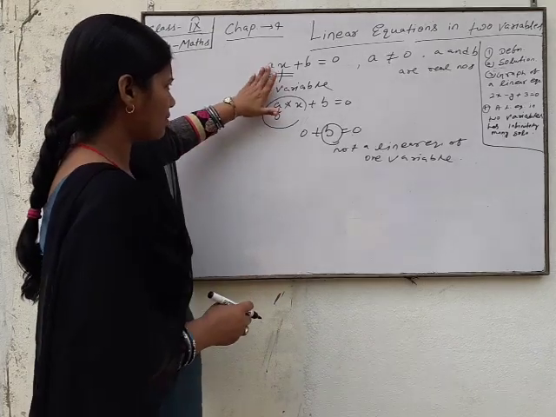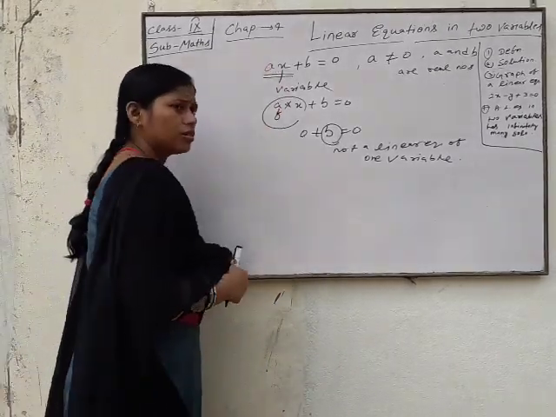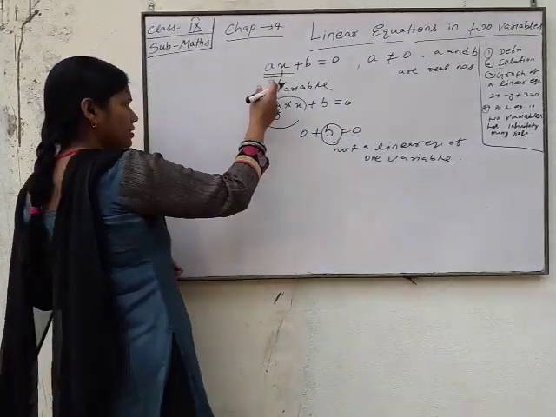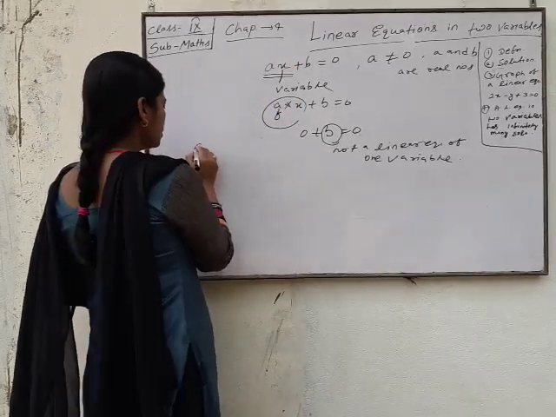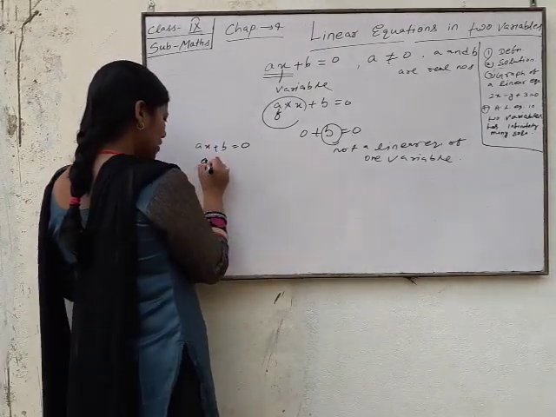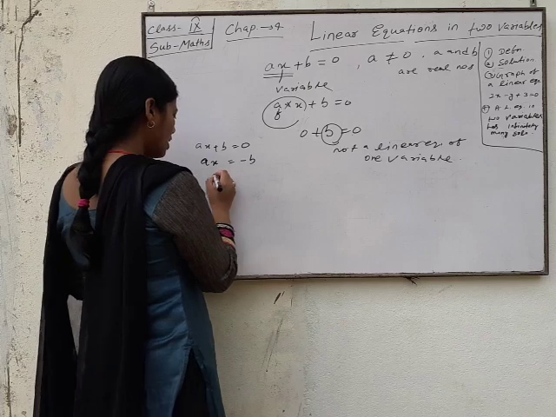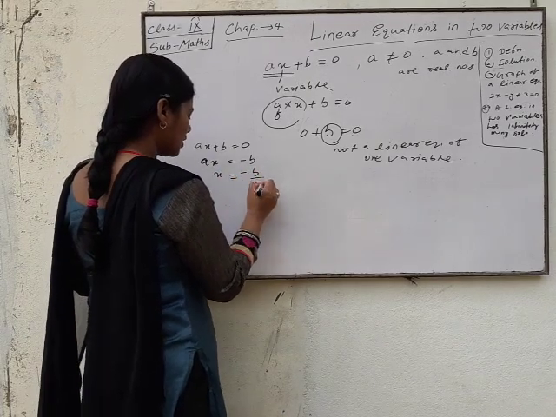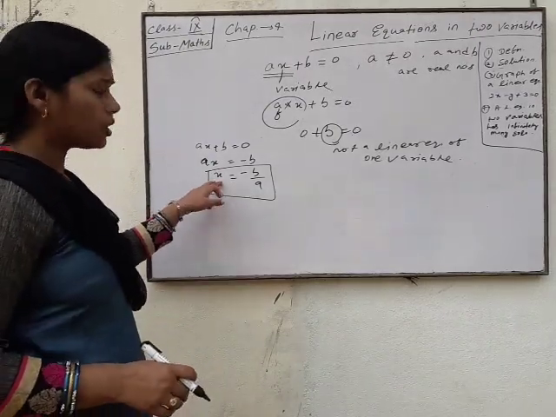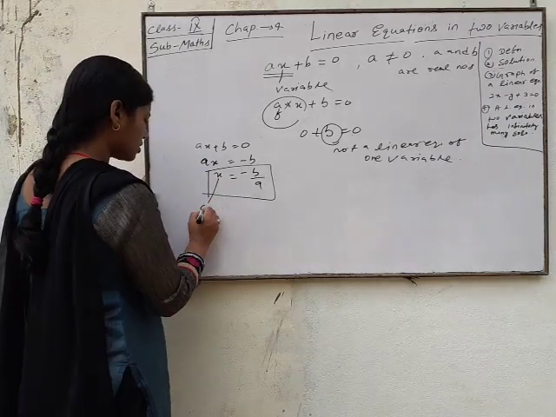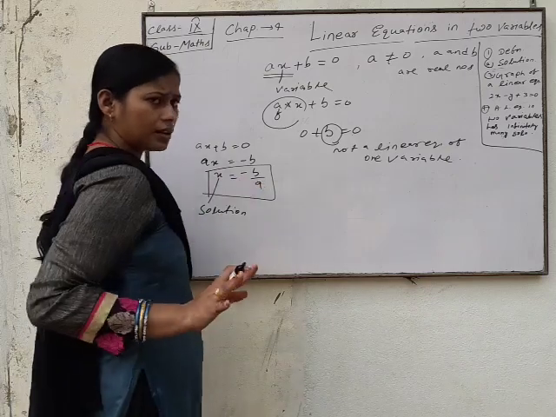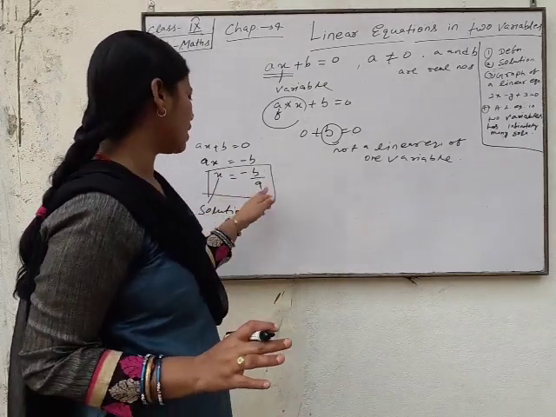And what is the solution of this equation? Solution means the value of x which satisfies the equation. So ax plus b is equal to 0, so ax is equal to minus b and x equal to minus b by a. This is the value of x. This is the solution of this linear equation, x equal to minus b by a.